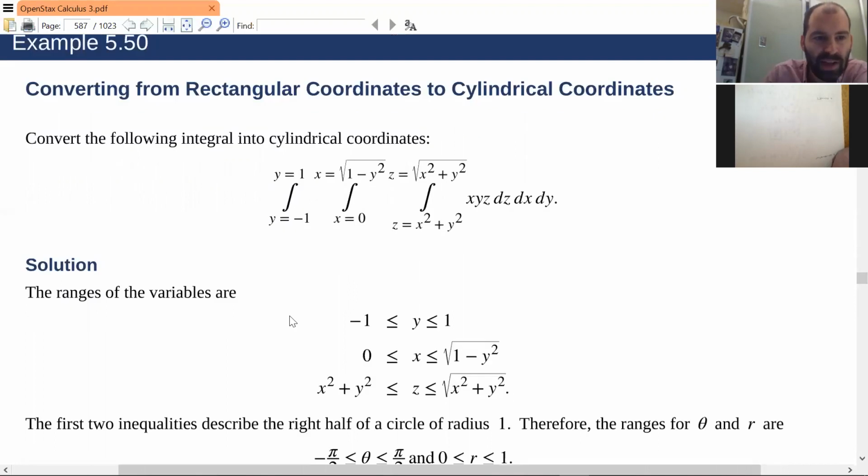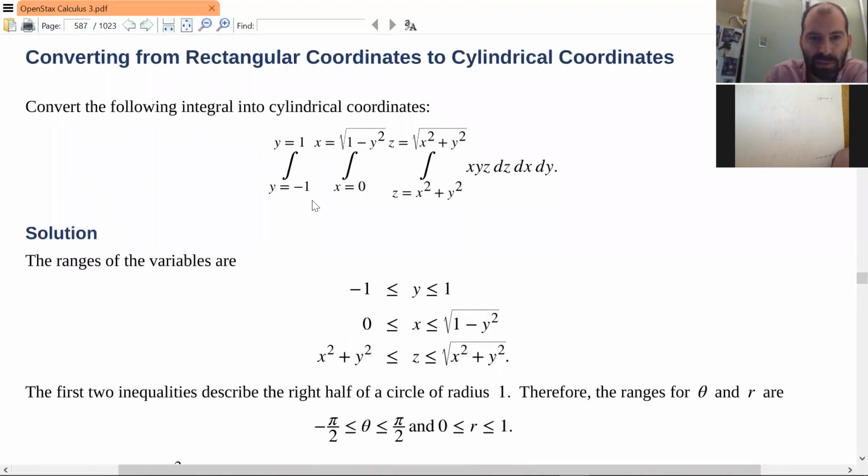So what they do is they observe the ranges of the variables: y goes from -1 to 1. The next integral is with respect to x, that goes from 0 to square root of 1 minus y squared. And then z goes from x squared plus y squared to root x squared plus y squared. So now what you want to do is visualize what this represents.